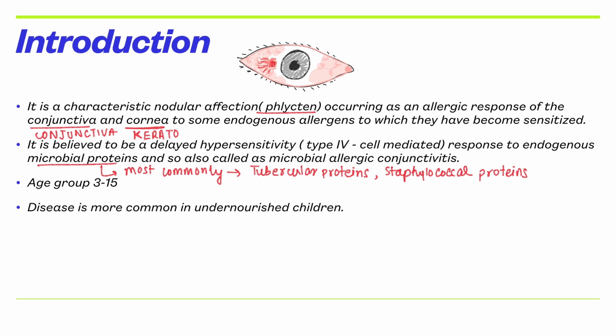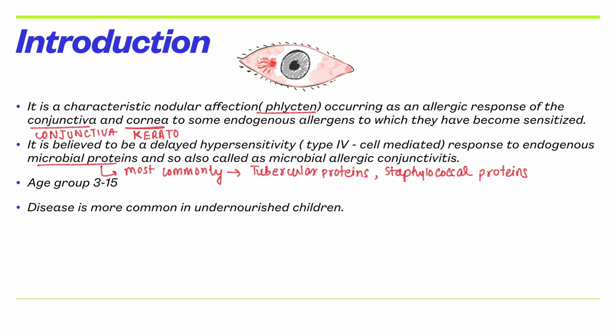So what is phlycten? Phlycten is basically a nodular affection. It is a nodule which occurs as an allergic response of the conjunctiva and the cornea to some endogenous allergens to which they have become sensitized. It is believed to be a delayed hypersensitivity, which is a type 4 hypersensitivity reaction in response to endogenous microbial proteins, and so it is also called microbial allergic conjunctivitis.